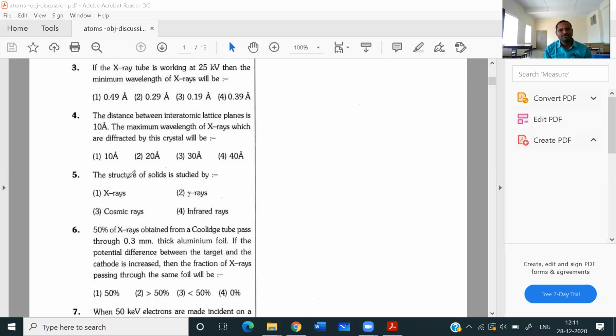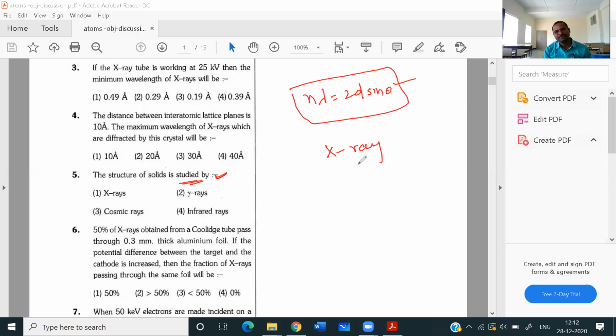Question number 5. The structure of a solid is studied by. How can we study the structure of solids? By Bragg's equation, n lambda is equal to 2d sin theta. That equation you have studied in chemistry. So there what will we use? X-rays we will use. From X-rays we can study the structure of solids, so X-rays is the right answer. We won't use gamma rays, cosmic rays or infrared rays. We will use only X-rays. Next, question number 6.